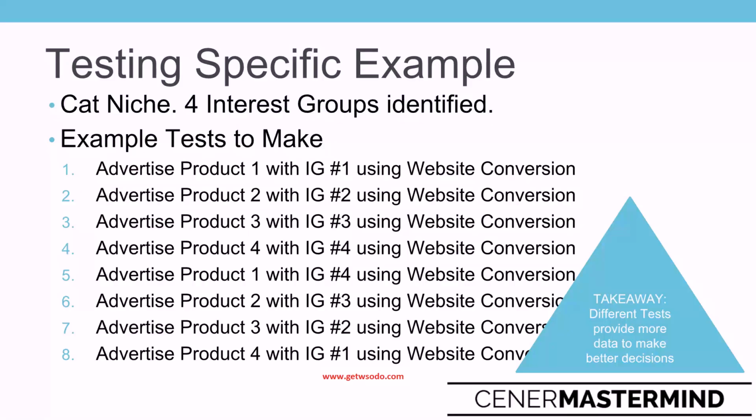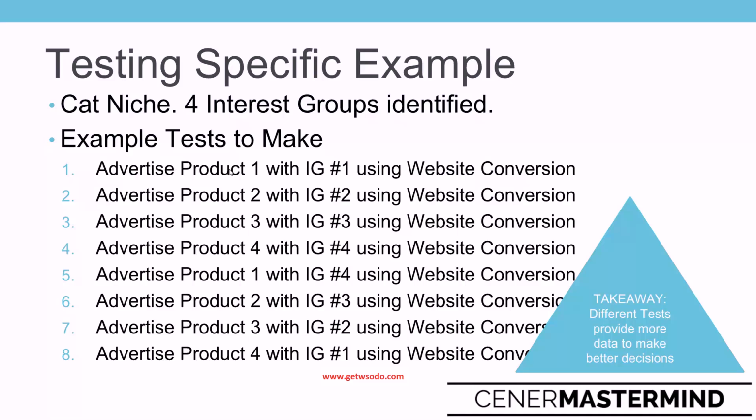Okay, so let me show you this little testing example. Again, cat niche, 4 interest groups, 4 products. The first week that you would do, or the first set of tests, again, it doesn't have to be inside of a week, since we're working with so many different products and niches in ClickFunnels. The first set of tests would be 1 through 4. Okay, you've identified 4 interest groups and you've identified 4 products, and look what you're doing.